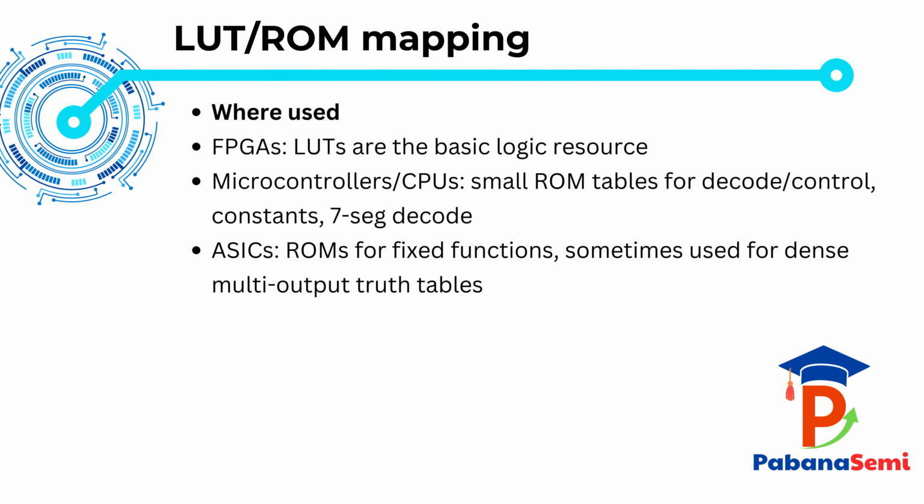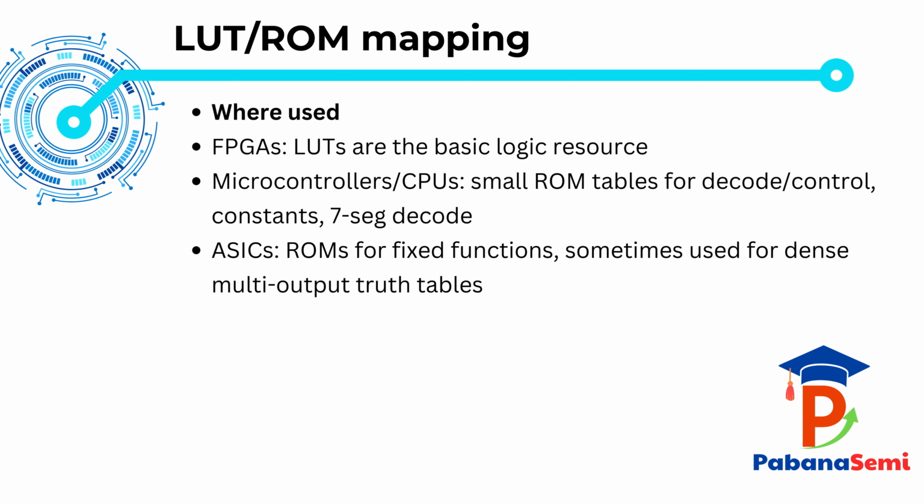Where LUTs and ROM mapping are actually used in real systems. First, in FPGAs. LUTs are the fundamental logic resources inside an FPGA. Every combinational function you design is ultimately mapped into configurable LUTs, which behave like small programmable truth tables. Second, in microcontrollers and CPUs. Small ROM tables are commonly used for instruction decode logic, control signal generation, constant lookup tables, and even 7-segment display decoding. Instead of building complex gate logic, designers often store the mapping directly as a ROM table.